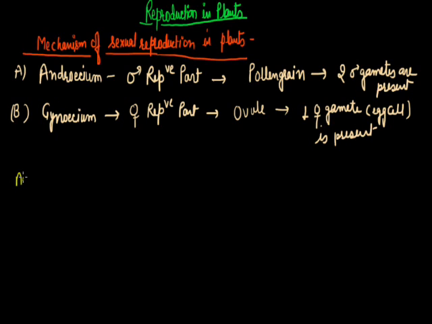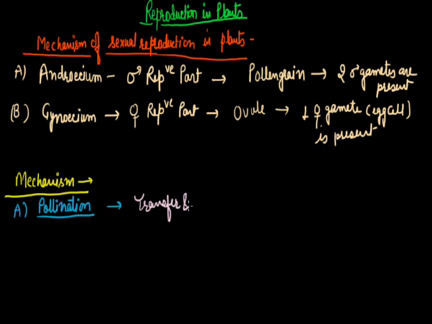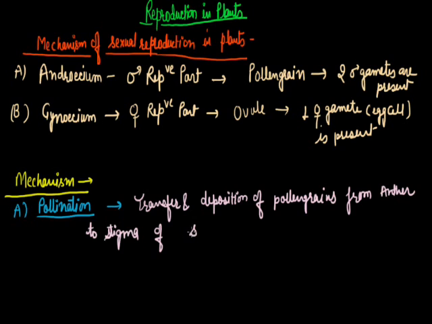So the first mechanism is pollination. What happens in pollination? This is the transfer and deposition of pollen grains from the anther to the stigma of a flower of the same species, and it is called pollination. It is transfer and deposition of pollen grains from anther to stigma of the same species flower.